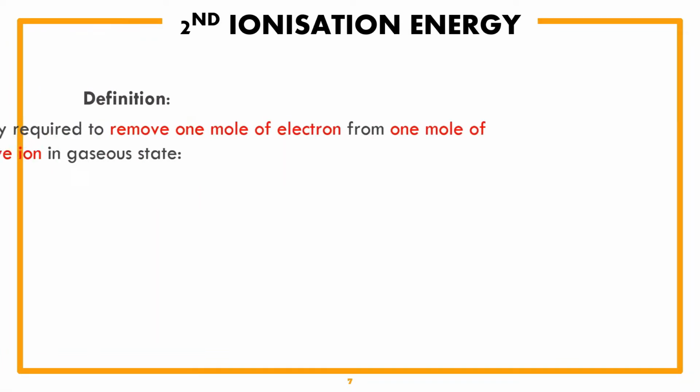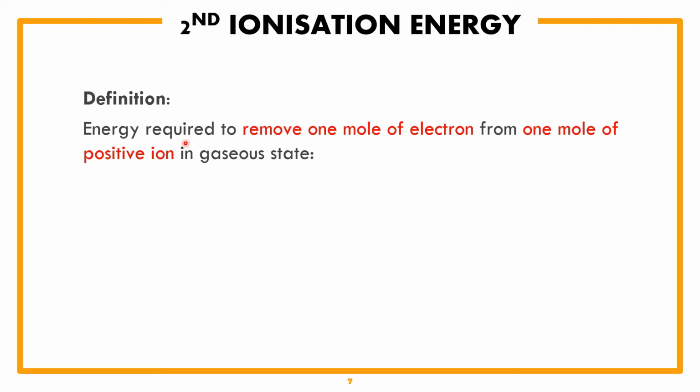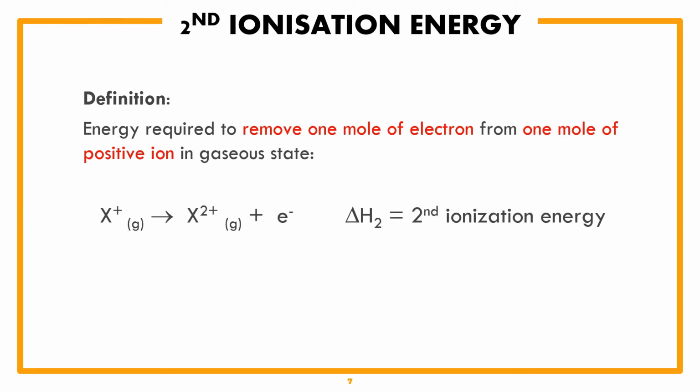Second ionization energy is the energy required to remove 1 mole of electron from 1 mole of positive ion in gaseous state. So second ionization energy is actually the continuation of the first ionization energy. In the first ionization energy just now, we have gaseous atom. After this gaseous atom removes the electron, you will get gaseous cation and electron released from the reaction.